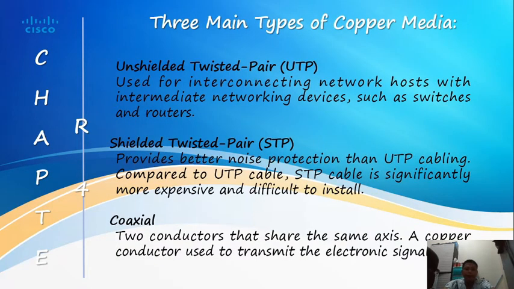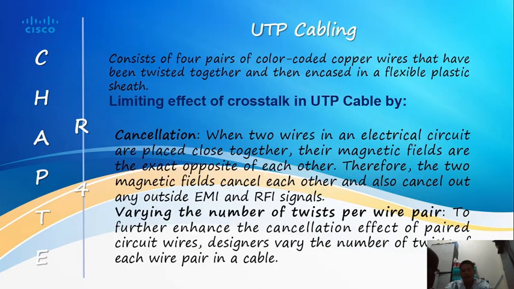Three main types of copper media: unshielded twisted pair, or UTP, shielded twisted pair, or STP, and coaxial. UTP is used for interconnecting network hosts with intermediate networking devices such as switches and routers. STP provides better noise protection than UTP cabling, but compared to UTP cable, STP is significantly more expensive and difficult to install. Coaxial has two conductors that share the same axis, with a copper conductor used to transmit the electronic signal.